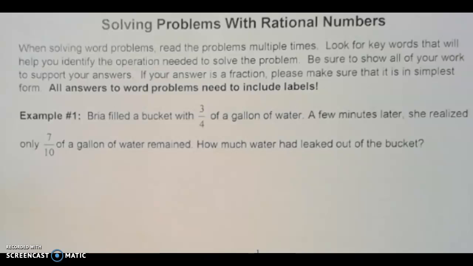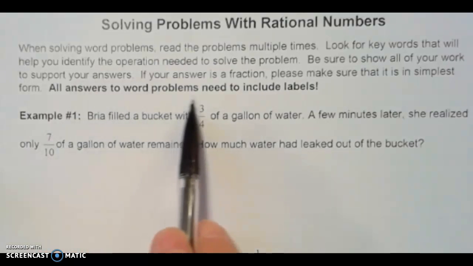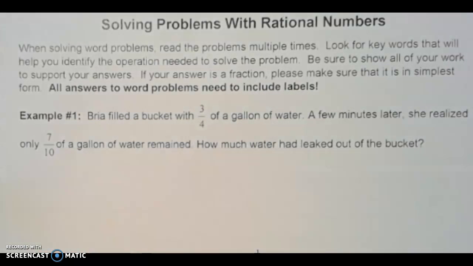If your answer is a fraction, please make sure that your answer is in simplest form. And most importantly, all answers to word problems need to include labels. You always need to put a label on your answer so that we know what your answer means. So let's take a look at our first example.